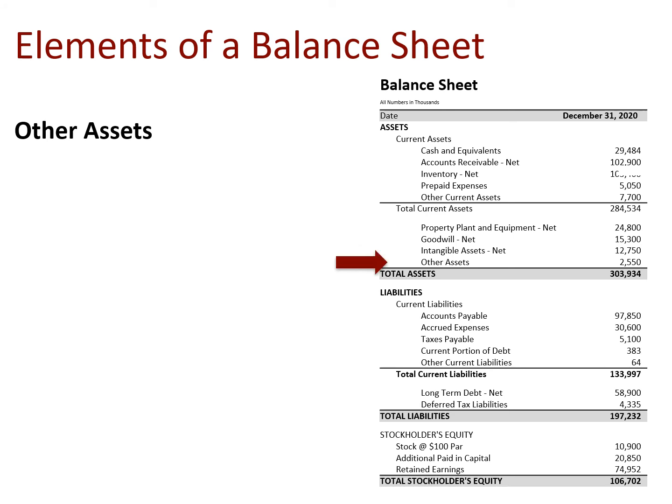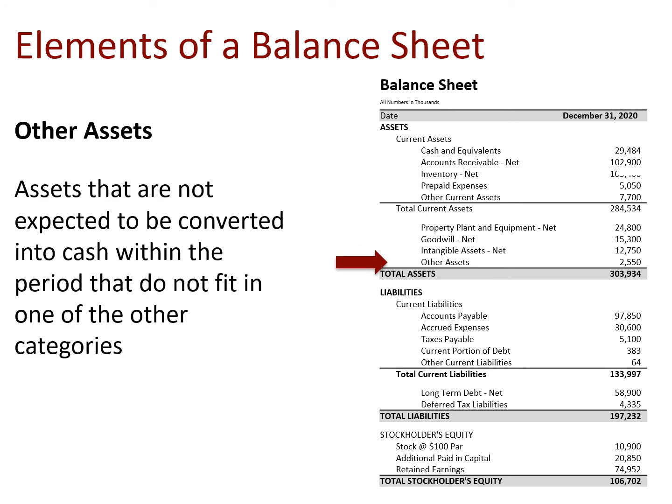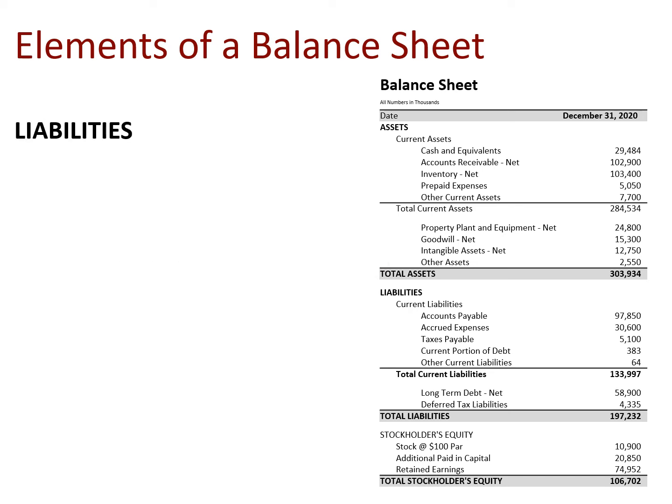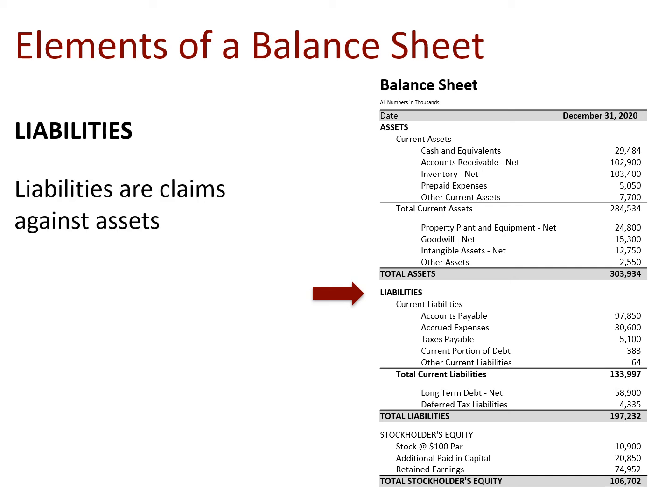And other assets listed here, again, are assets that are not expected to be converted into cash within the period, that do not fit into one of the other categories. Liabilities found here. Liabilities are claims against the assets. More commonly, liabilities are recognized as debt of the company.